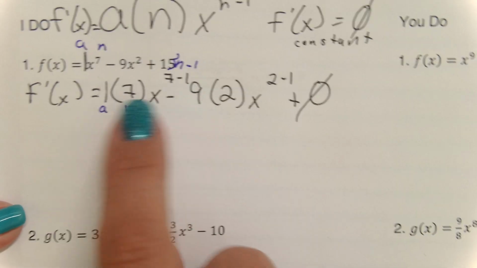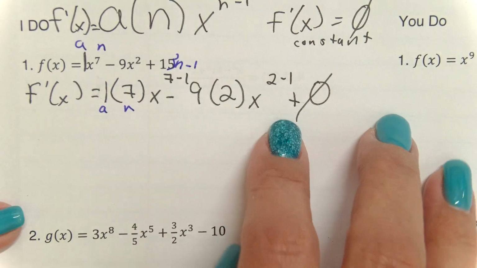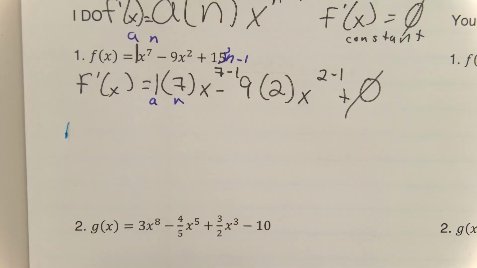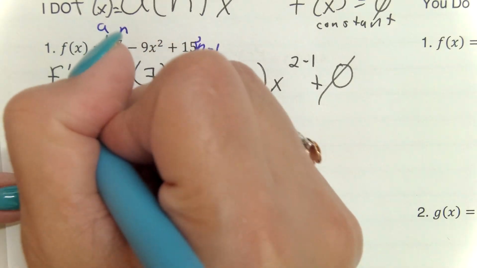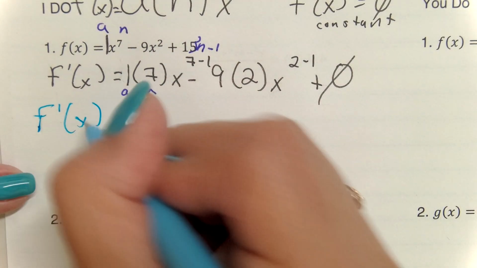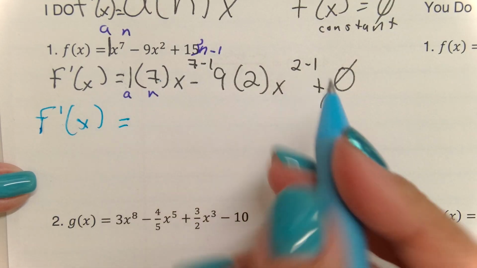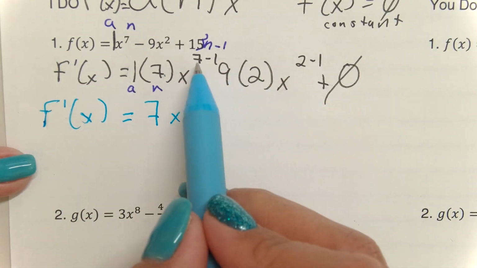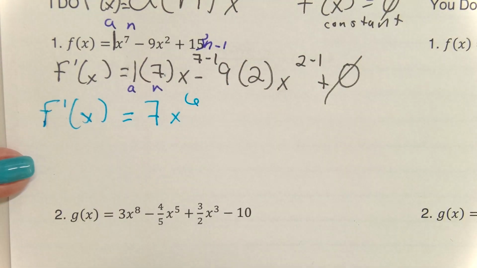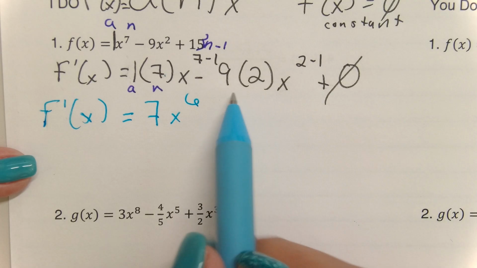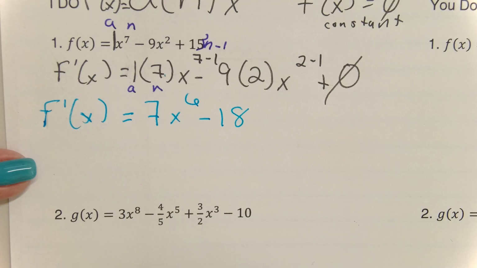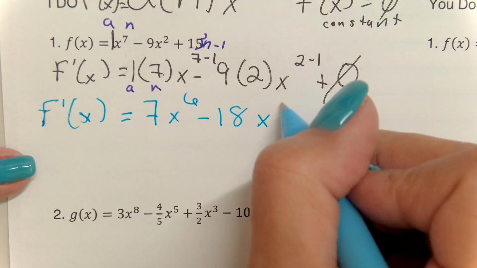Okay. At this point, you're not done because we need to simplify. So we're going to simplify it as f prime of x. Is that color good, Darna? Okay. 1 times 7 is 7. 7 minus 1 is 6. 9 times 2 is 18. And 2 minus 1 is 1.